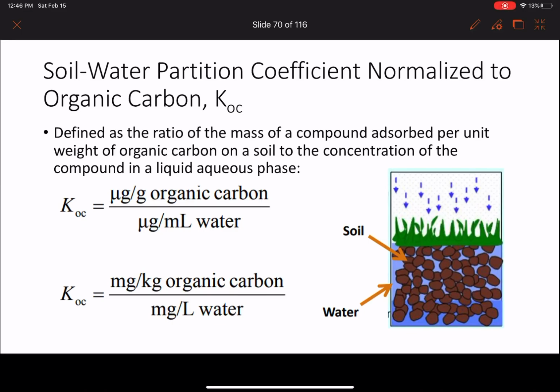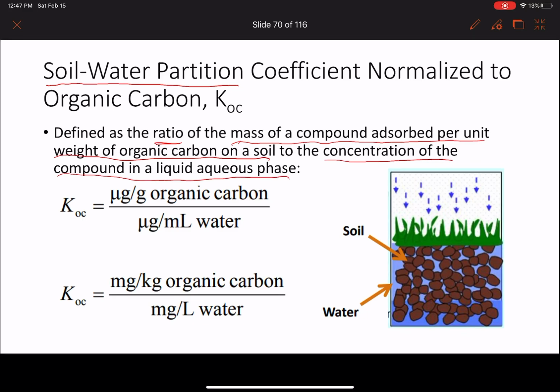Okay. So now we come to a different partition equation or parameter. We will deal with the soil water partition coefficient, which is normalized to the organic carbon, KOC. This KOC is defined as the ratio of the mass of the compound adsorbed per unit weight of organic carbon on soil divided by the concentration of the compound in a liquid aqueous phase.